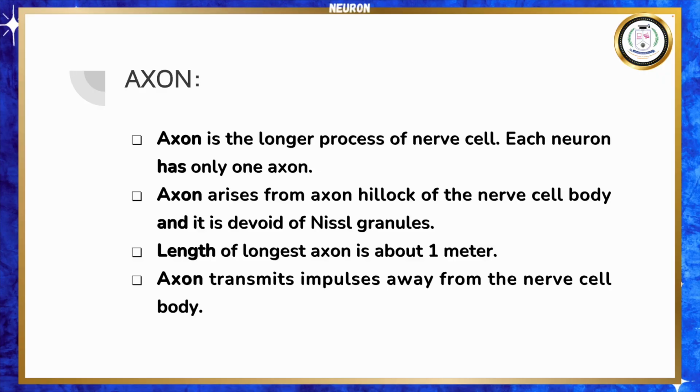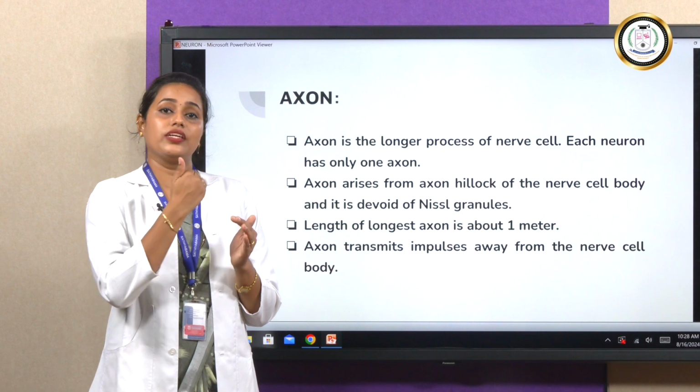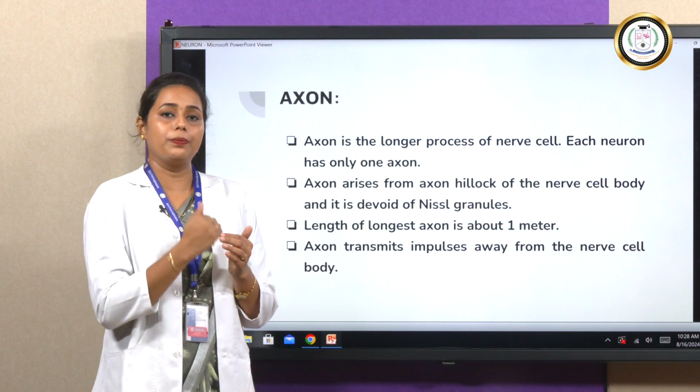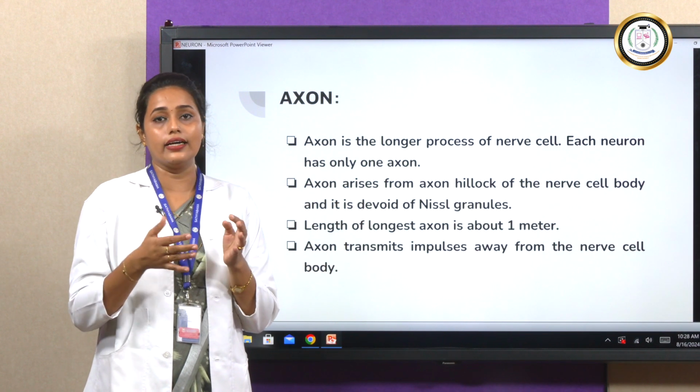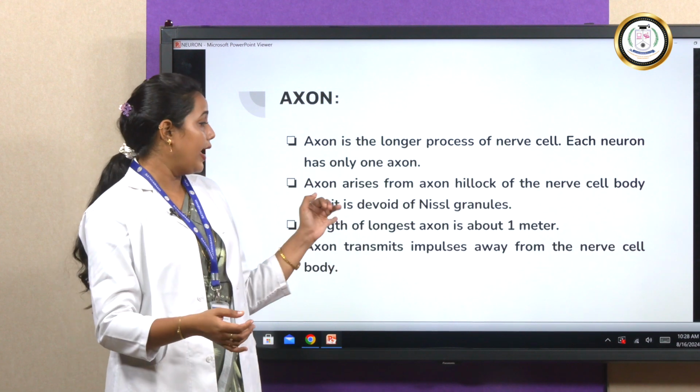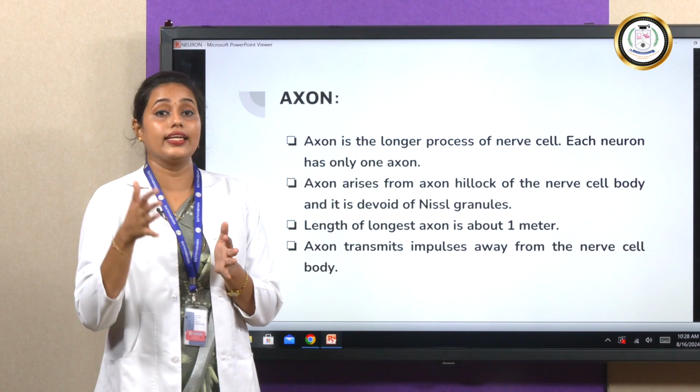Next we will start with the axon. The axon is the longer process of the nerve cell. Each neuron will have only one axon. As we discussed before, the axon arises from the axon hillock of the nerve cell body, and it is devoid of Nissl granules.